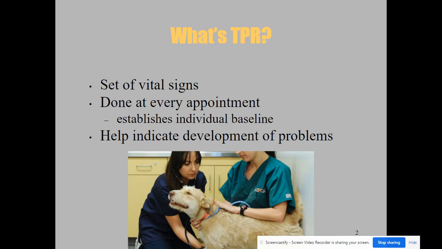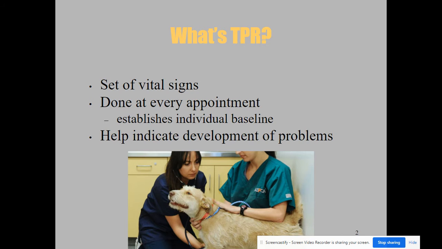There's two reasons for doing this. The first one is that it helps to establish a baseline. At the end of this presentation, you're going to see a slide that talks about what are the average TPRs for different species of animals. Individual animals vary within those baselines. And so being able to take a TPR every single time your pet goes to the vet, or you go to the doctor, allows the vet or the doctor to establish if you're a little bit off of the norm.